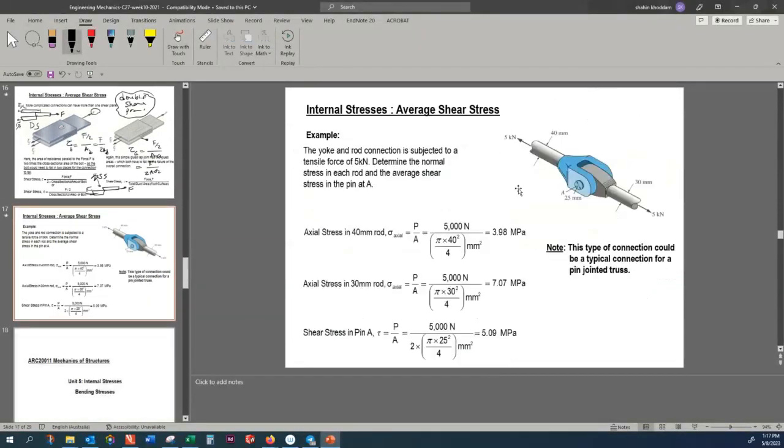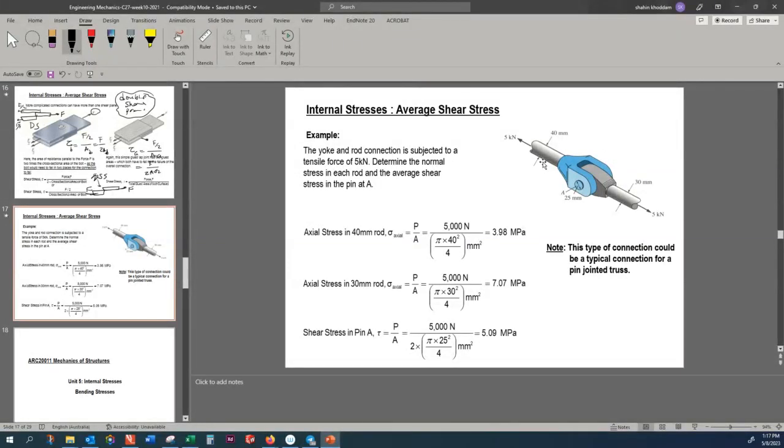Okay, so now with the next example, please listen very carefully. Are you ready? This example is examinable. I hope you know what I mean, because that's a very good combination of normal stress and shear stress.